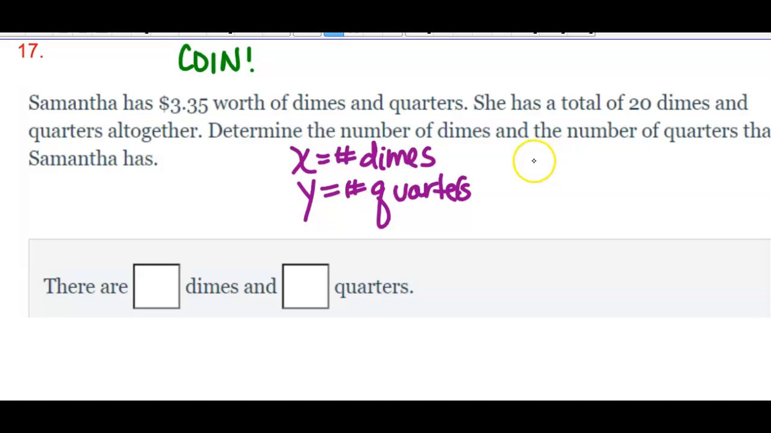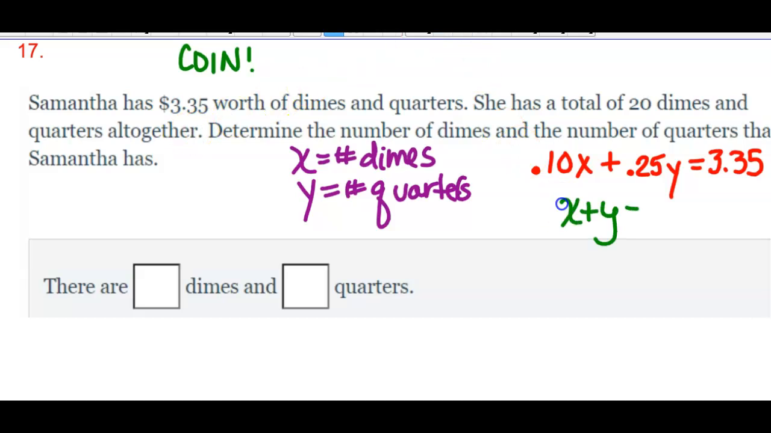But we're going to say, let's see, $3.35 worth of dimes and quarters. So we're going to make an equation that says a dime is worth 10 cents, okay? 10 cents each for the dimes, 25 cents each for the quarters, and the total value of the money is $3.35. So that's a value sentence. The value of the dimes plus the value of the quarters equals the total value of money we have. And then we need to write something about the total coins, but this one is tricky. It says a total of 20 dimes and quarters altogether. Okay, it's not tricky, just kidding.